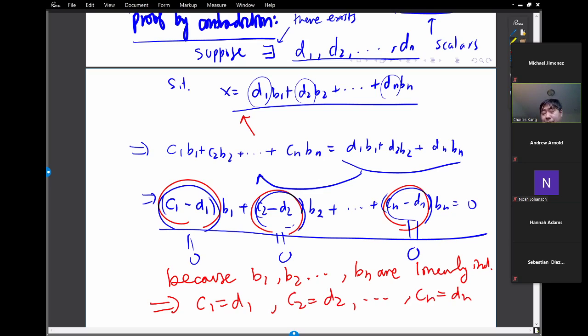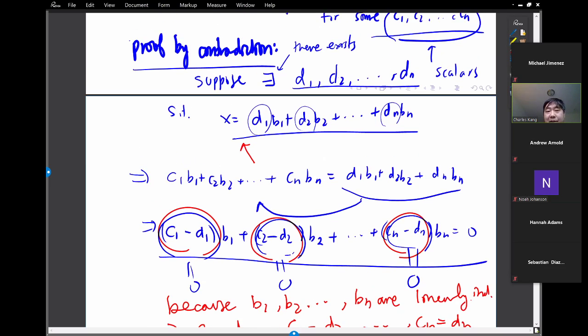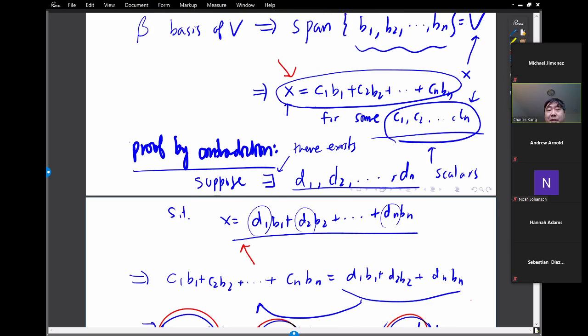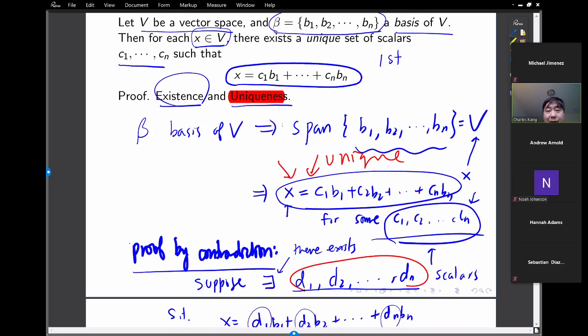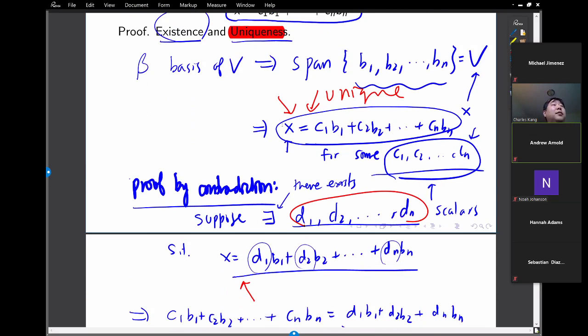Now, what does this tell you? It tells you that this representation here must be unique. If you find a different set of scalars such that this is true, then those scalars must be just the same as c1, c2 up to cn. So that proves the uniqueness part. Any questions? Okay. No, so that makes sense.